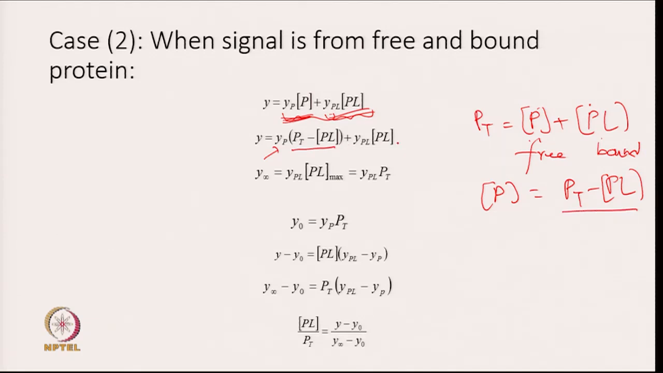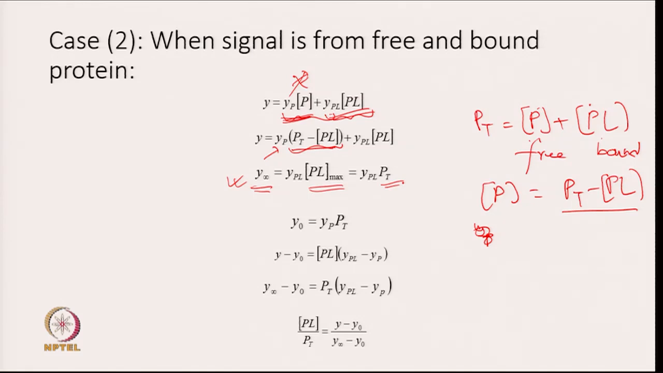Now, if I take Y infinity, the signal when all protein has gone to complex form, then there is no free protein. It means there is no contribution from this term. So Y is simply YPL into PL max, and we already discussed that PL max is nothing but the concentration of total protein.